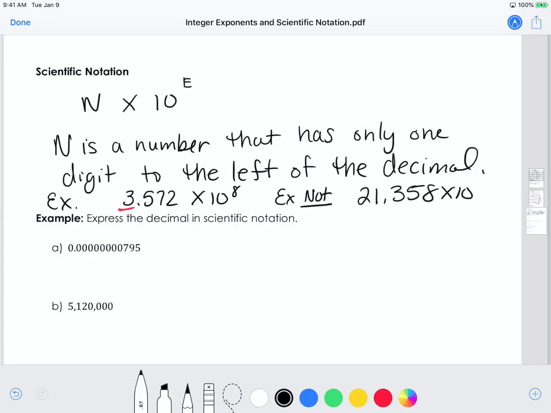21.358 times 10 to the 11th. Notice that there's more than one digit to the left of your decimal, so this is not considered scientific notation. It has to be one digit to the left of your decimal for it to be considered scientific notation.